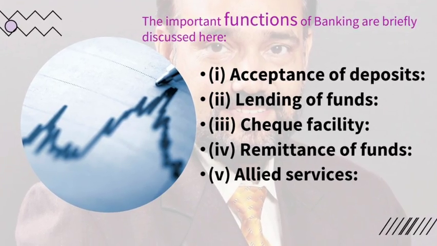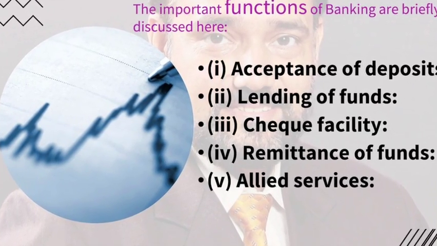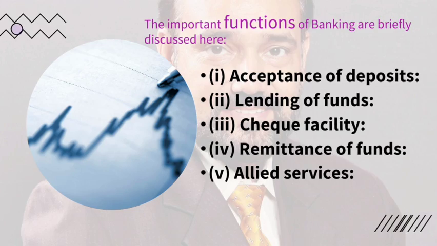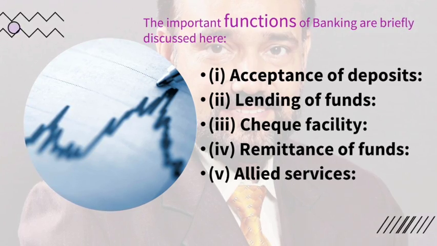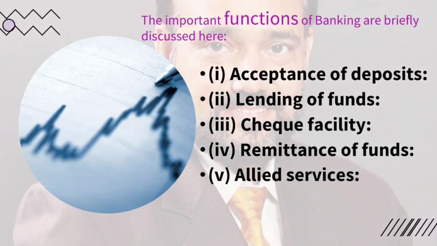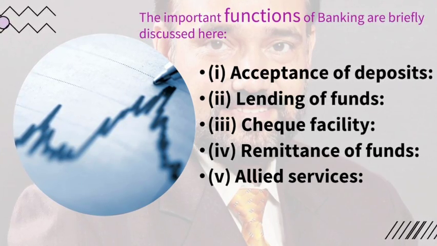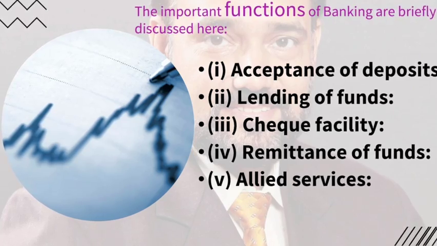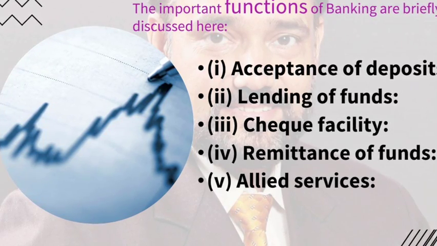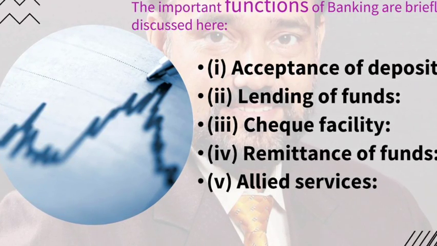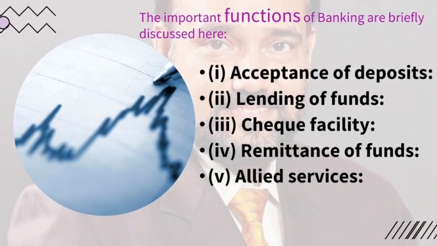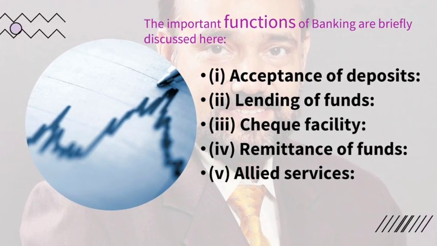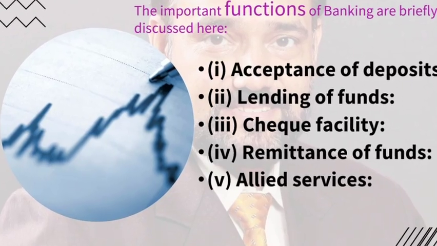In addition to all these functions which we have already discussed, banks also provide allied services like bill payments and locker facilities. You must have heard about the locker facility. If you have some valuables like jewelry or some very important documents, you can keep them safely in the bank's locker. Bank charges for these services to the customers.